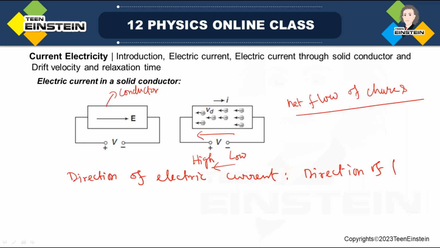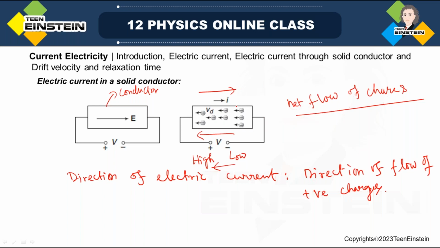Direction of flow of positive charges. The direction of flow of positive charge is taken to be, if there are movable positive charges, they would go from high potential to low potential. So the electric current also flows from high potential to lower potential.